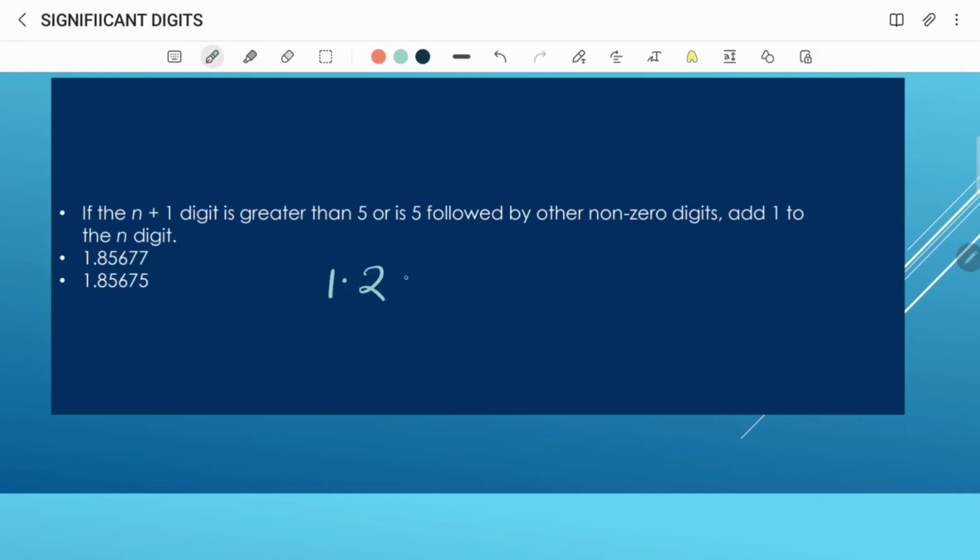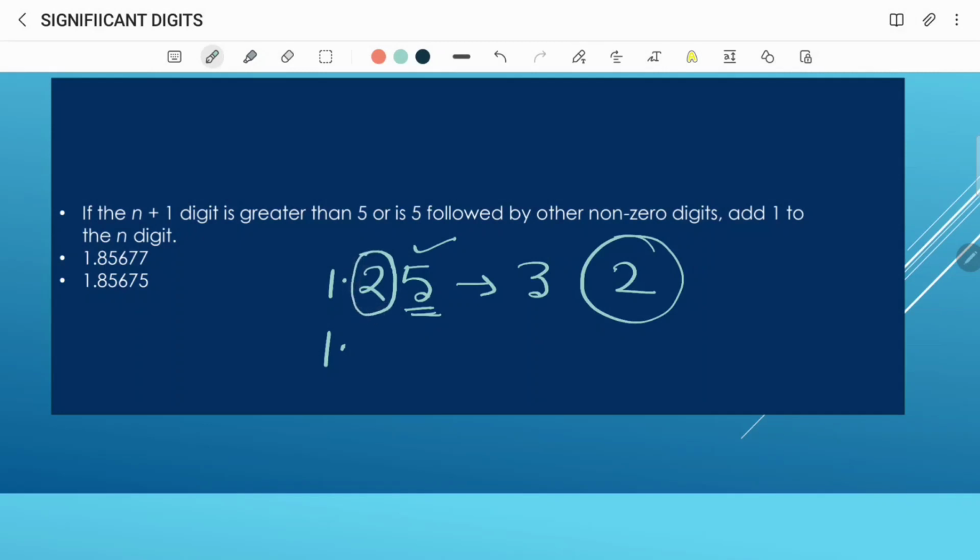What happens if the number is like this? So we want to round it up. This has 3 significant digits and we want to round it up to 2 significant digits. So the last digit is equal to 5. If the last digit is equal to 5, in that case the rounding up depends on the number right before it. As it is an even number, it will remain unchanged.